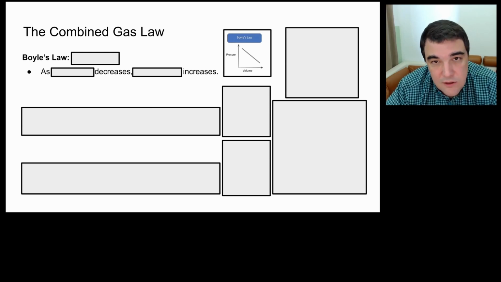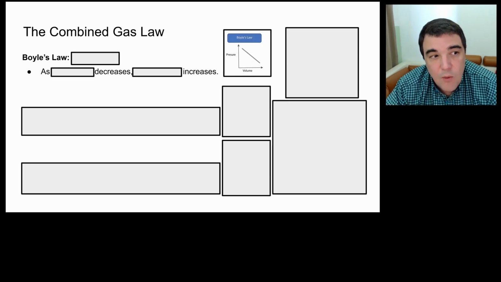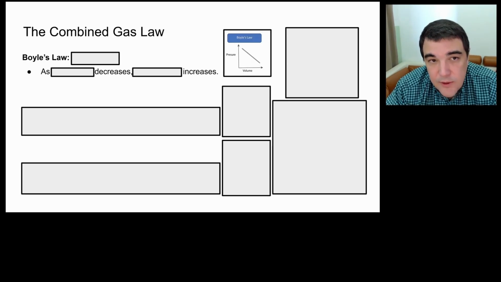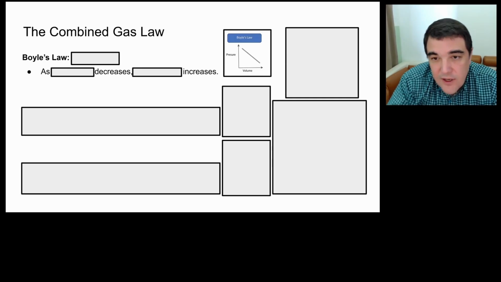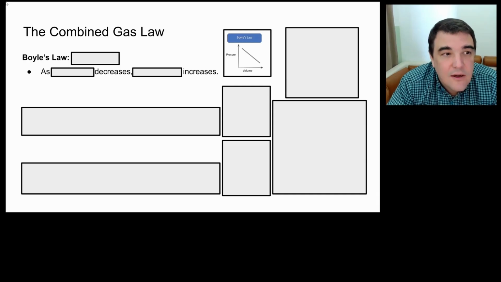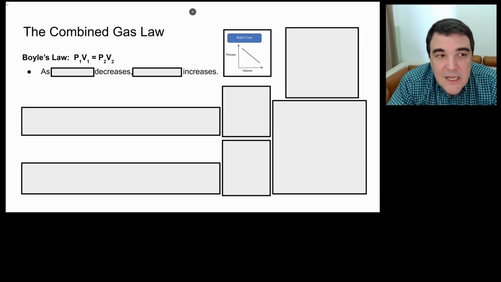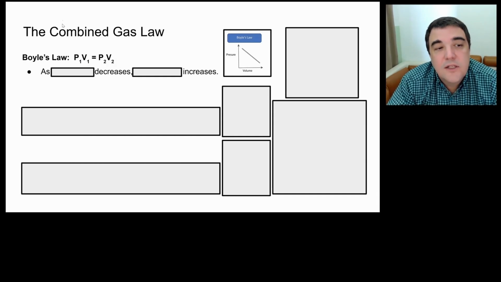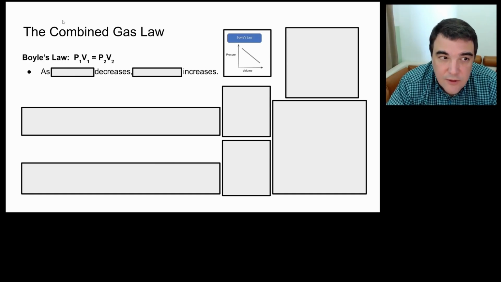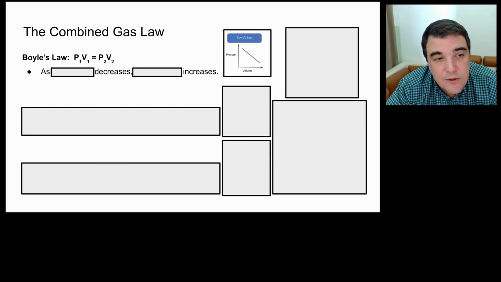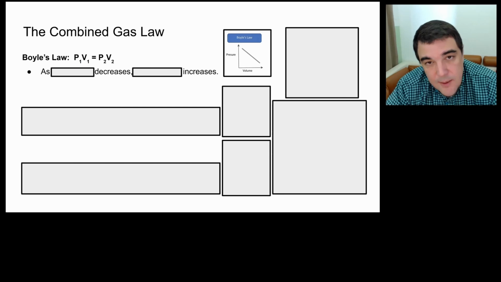So we have Boyle's law, which is review. Very quickly, I want you to think about what the formula for Boyle's law is. I'm showing you the graph there to help you with that. Okay, let's take a look. P1 V1 is equal to P2 V2. Remember, 1 is initial and 2 is final. So initial pressure times initial volume is equal to final pressure times final volume.